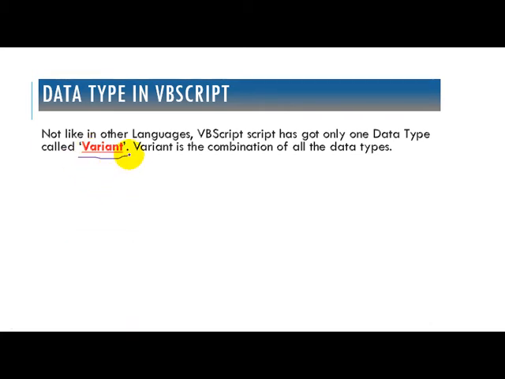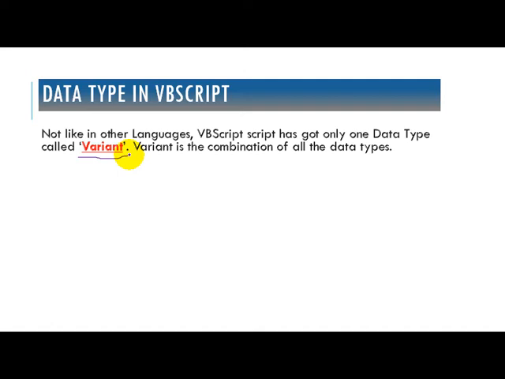Okay, so whatever is highlighted, variant. VBScript has only one data type, that is called variant. What is meant by variant? Variant is a combination of all the data types we have discussed: string, boolean, numeric, or date, or empty, null, or object also, one of the data types.